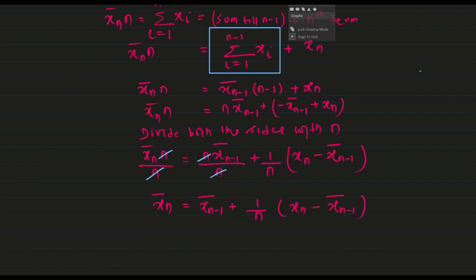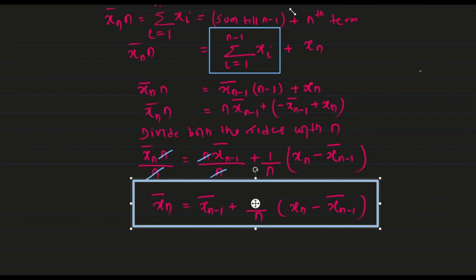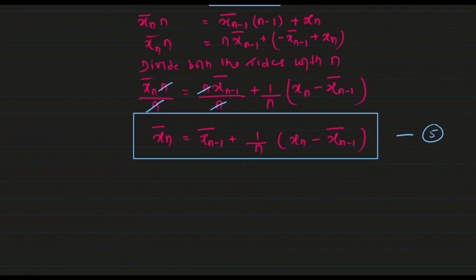Now, this is a very important expression because this is exactly what we are looking for. This is the recursive form, and we call it equation 5. And for a moment, let's just analyze what's happening. Let's analyze each and every term.